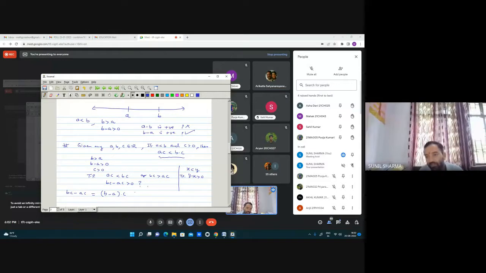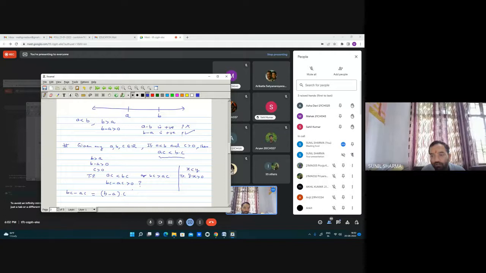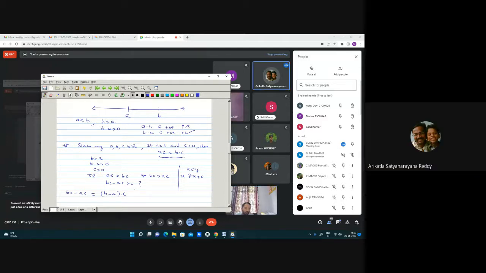What is the next step? Yes, Mehak. She told that B minus A greater than 0 we have, and C greater than 0. So the product is also greater than 0, right? That's what she is telling. But look at the way we proved what you are telling. Asha, now it is clear to you?